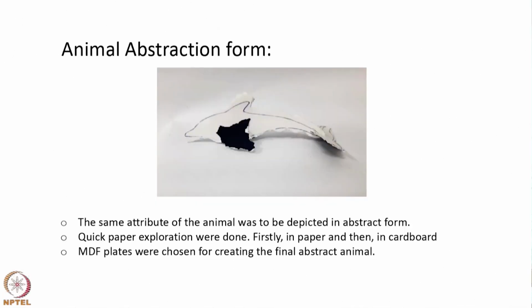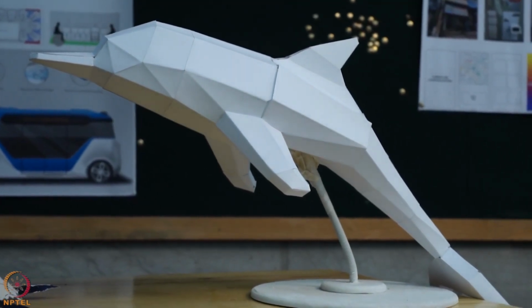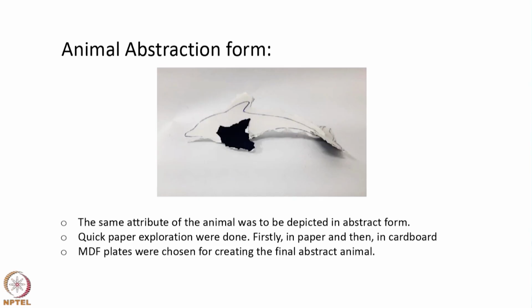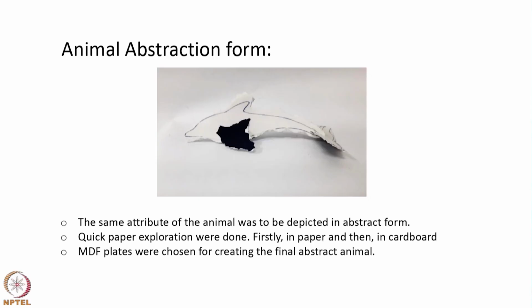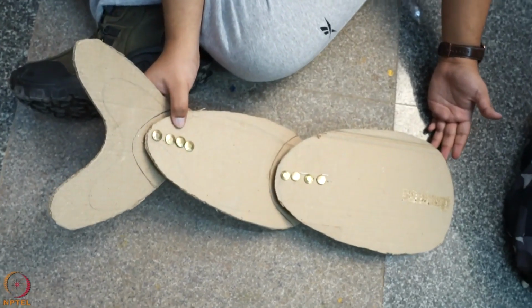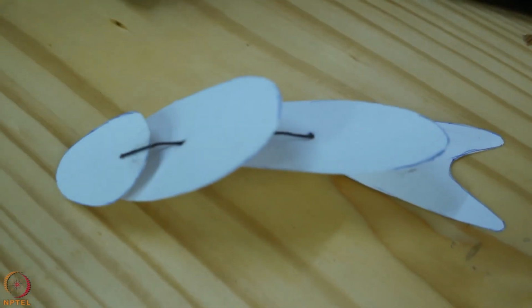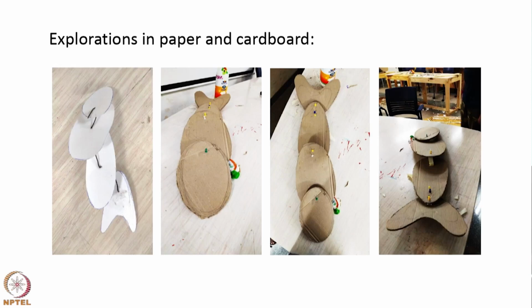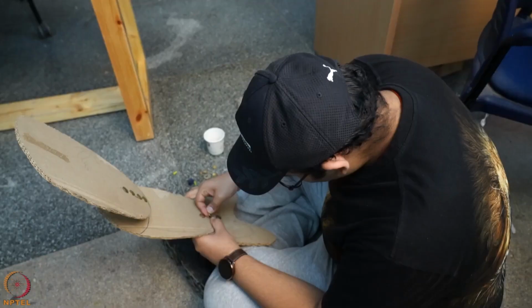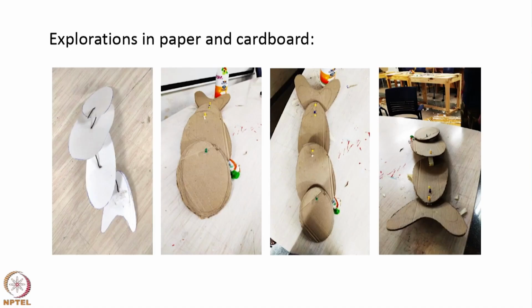Then there was the animal abstraction form. In this case, the same attribute of the animal was to be depicted in abstract form. The quick paper exploration was done first. Here you can see it. Then we had to do it in cardboard. Then MDF plates were chosen for creating the final abstract animal. The next exploration in paper I did was using wire and paper, as you can see on the extreme left. Then it went on to the cardboard versions, as you can see.